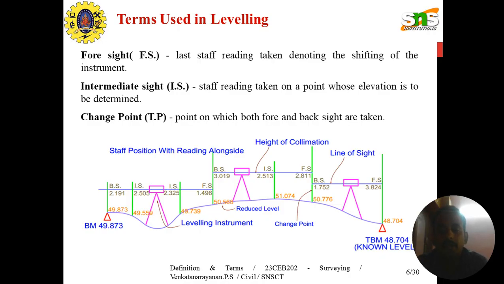The final point or the last point taken is marked in foresight reading. The in-between points are marked in intersight reading. So this is how the readings are marked in a leveling book, and this is the procedure of leveling. Let us do a calculation in the next video.